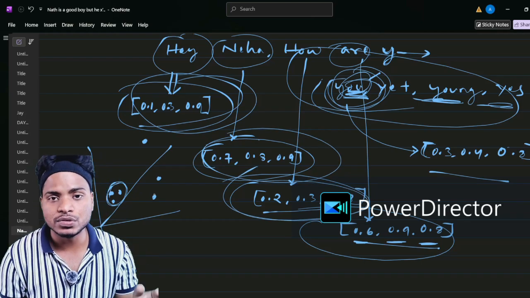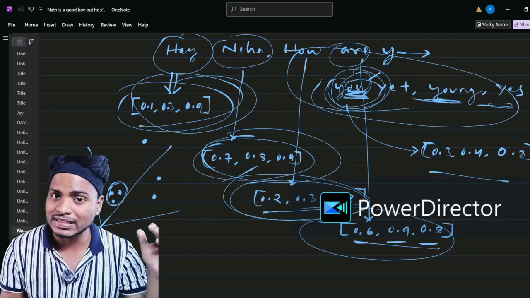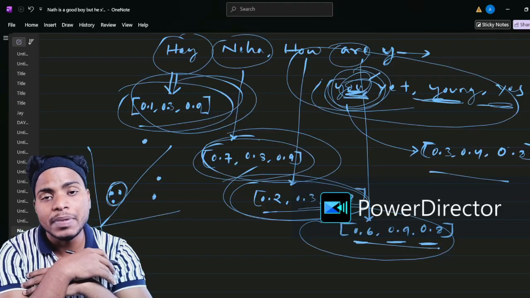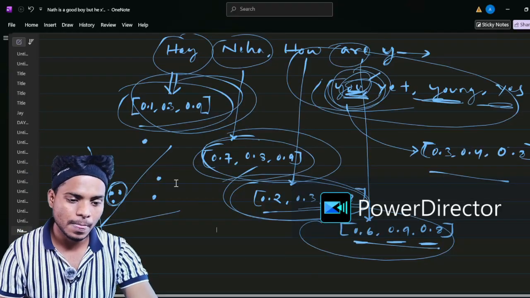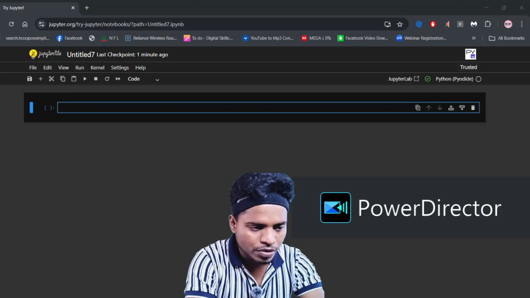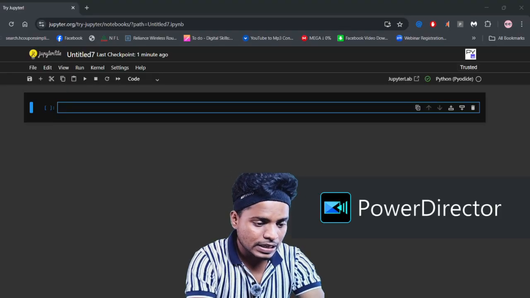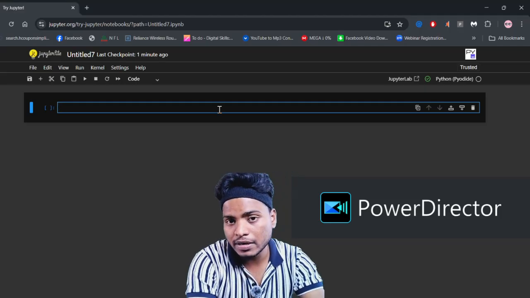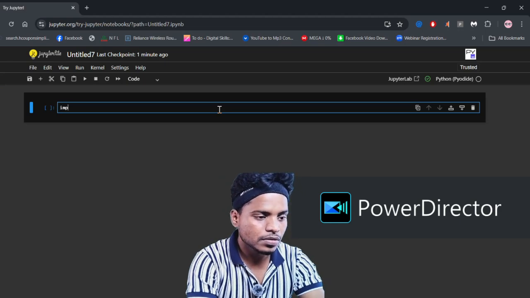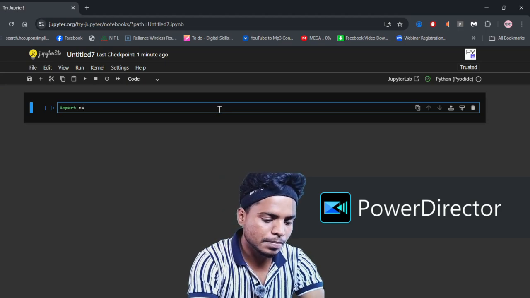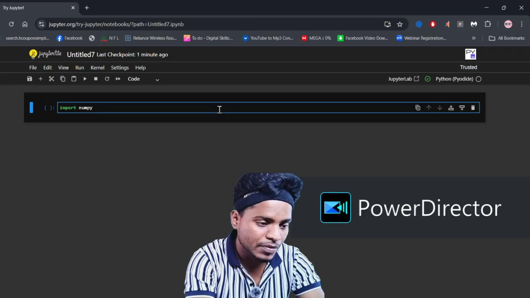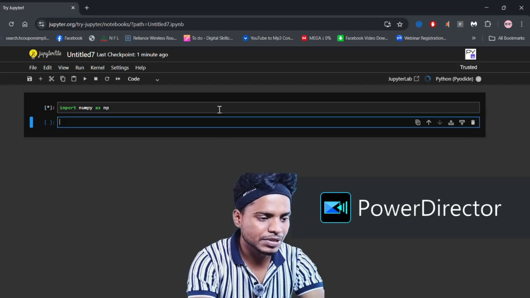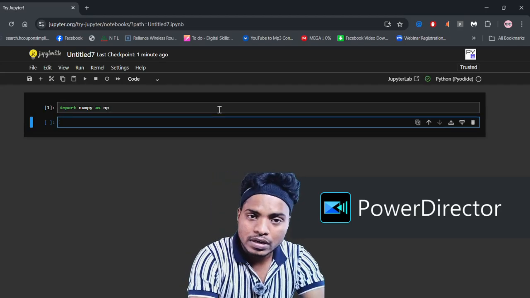If you understood the different functions of vectors, scalars and matrices, let's understand how to present them in Python. For that, I would recommend you to open the Jupyter notebook. I already have it open. The next thing is we have to import the NumPy library. We'll use the import command to import any library. Import NumPy as np. Press enter, and the program has been executed.